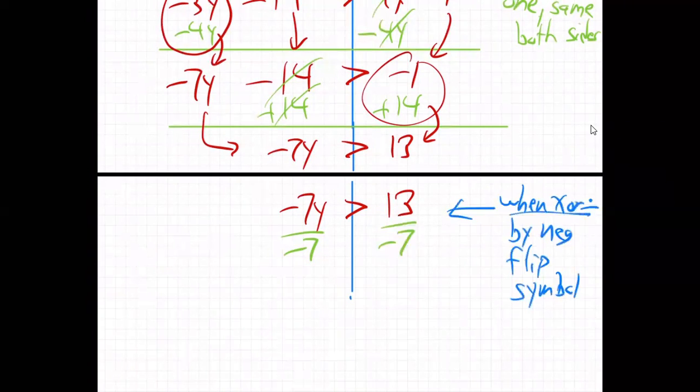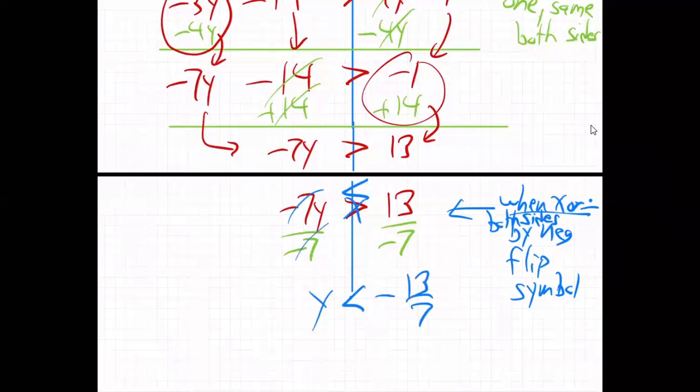When we multiply or divide both sides, I should really say both sides, by a negative, we must flip the symbol. So this symbol, I'm going to flip it the other way. These cancel. Y is alone, less than now. And the negative sign, you can just put it in the front. It doesn't matter. It's on the bottom, on the top, on the front. It's all the same. One negative sign on a fraction doesn't matter where it's at. Bottom, top, front, it's all the same thing.